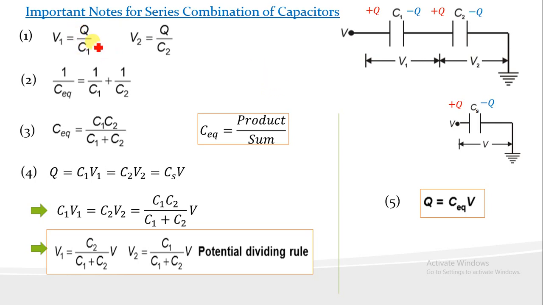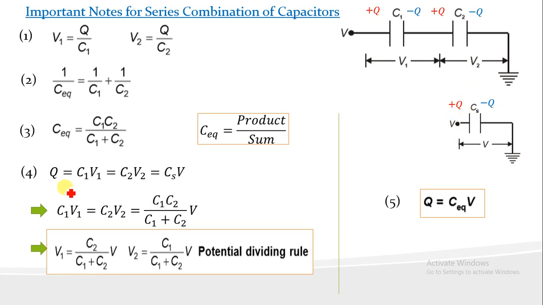The expressions are V1 equals Q by C1, V2 equals Q by C2, and equivalent capacitance has this relation: 1 by C1 plus 1 by C2. If you take LCM, you can write equivalent capacitance as product by sum. Since the charges are equal on each capacitor, we have Q equals C1 V1 and Q equals C2 V2, or Cs into V, since in the equivalent circuit also the charge is Q. So this is a relation for Q for all the three capacitors C1, C2 and its equivalent Cs.